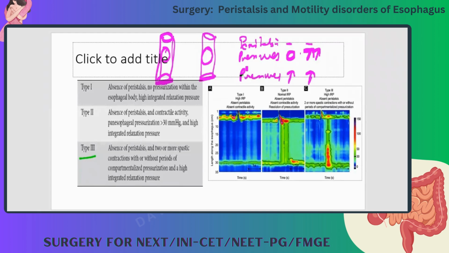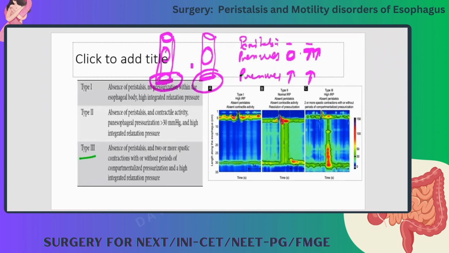So now you should tell me. Which will have better prognosis once you treat the condition? This is all about the sphincter. Once you correct the sphincter, which will have better prognosis? 1 or 2? 2. Why? 2 will be better, sir.